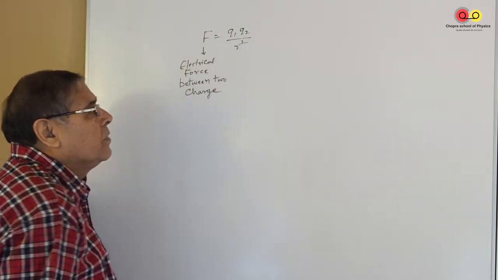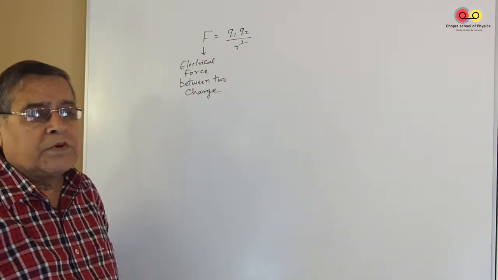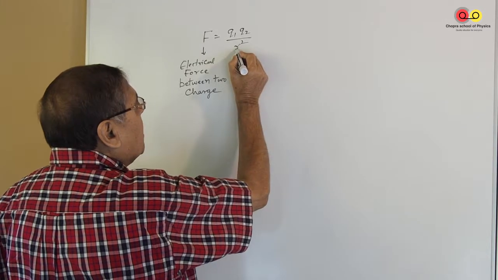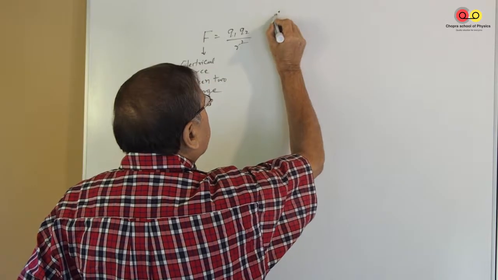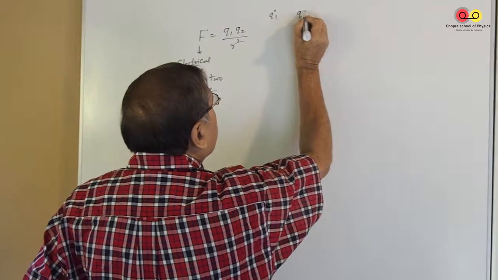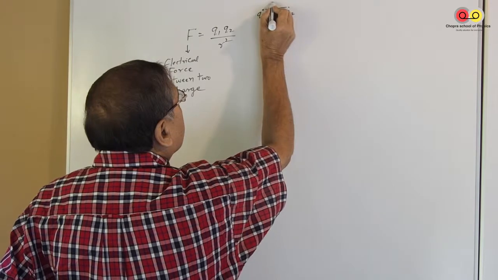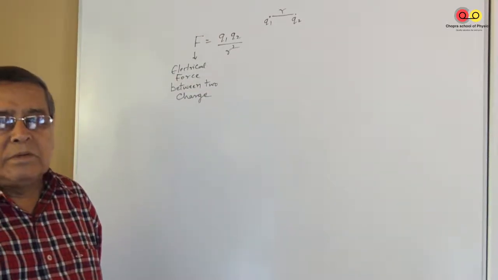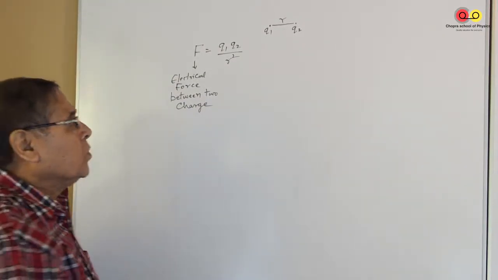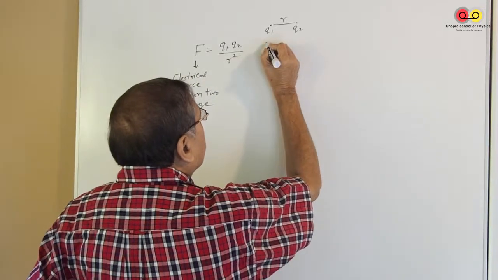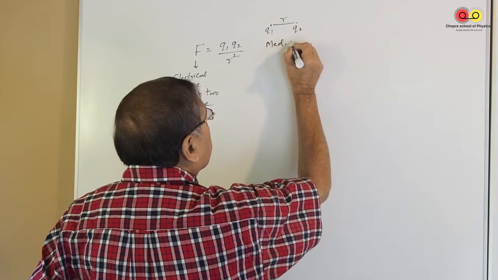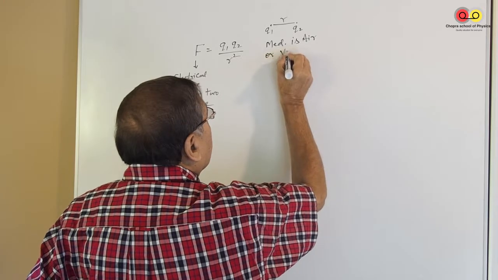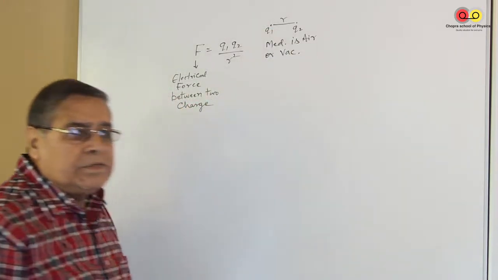Q1 stands for charge, Q2 also stands for charge. And Q1 and Q2, they are separated by distance R. Like if one charge is Q1 here, other charge is Q2 here, their separation, that is R. And we must know in which medium the charges are kept. That's very important. So here our assumption is the medium is air or vacuum.